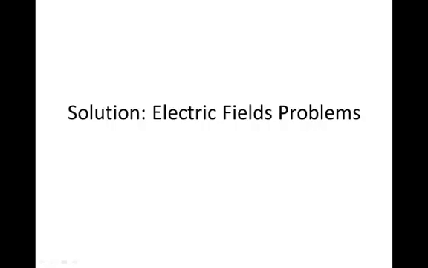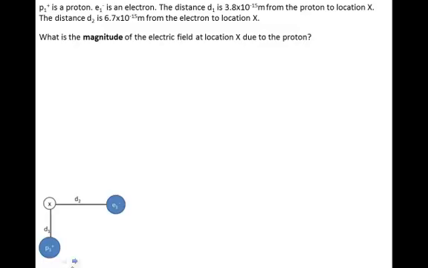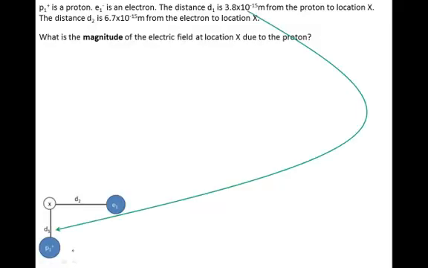This is a video about how to solve electric fields problems. So in this particular problem, we've got a proton that's right there, and it's a distance of 3.8 times 10 to the minus 15 meters from location X, and there's also an electron right there, and it's a distance of 6.7 times 10 to the minus 15 meters from location X. And we want to find the magnitude of the electric field due to the proton.